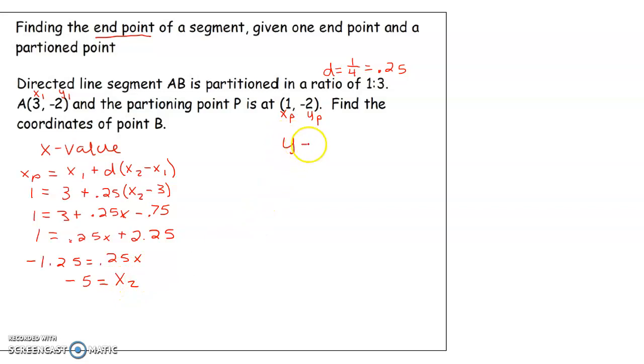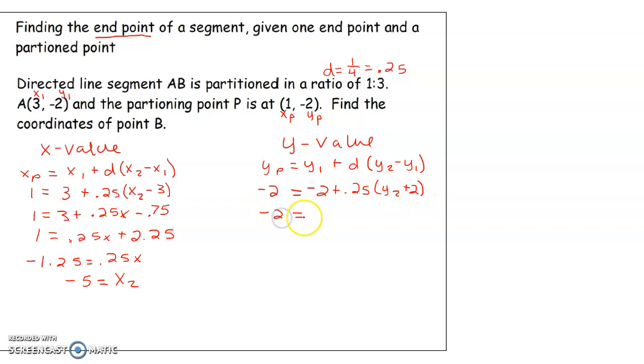Do the same thing for my y value. Remember, I'm looking for my partitioning point y value, so I'm going to take my starting y value, add it to my distance, times my rise. Okay, so my partitioning point was a negative 2 at y. My initial y value was also a negative 2. My distance is 0.25. I don't know my second y value, but y it's minus a negative 2, so that's going to be plus 2.